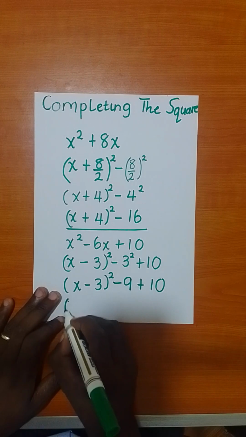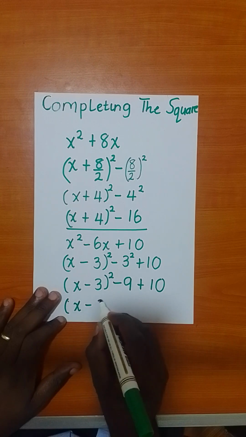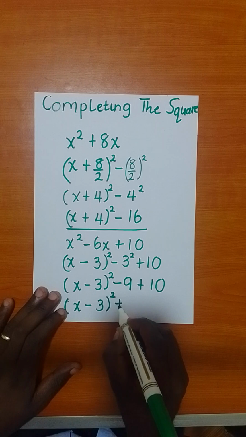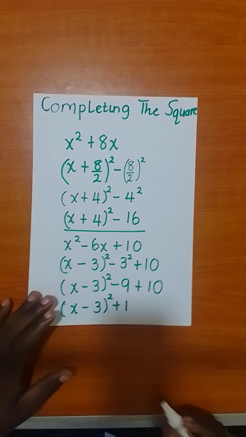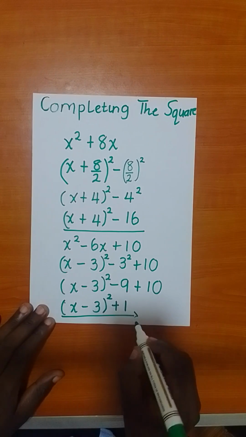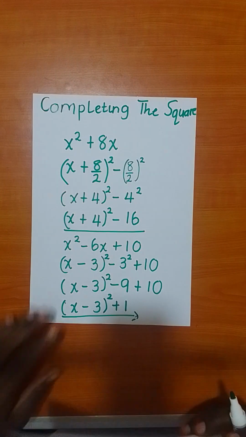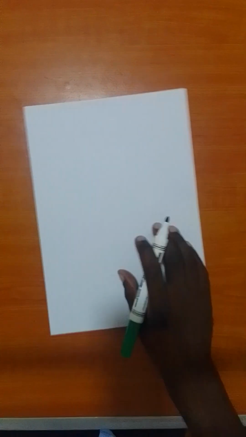Then we can rewrite the function as x minus 3 squared plus 1. By doing this, we have completed the square of a quadratic function that has the coefficient of x squared being 1. Let's look at a different function.